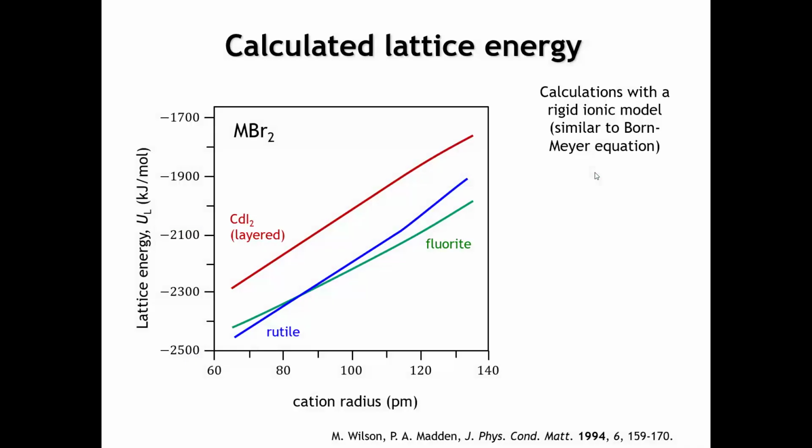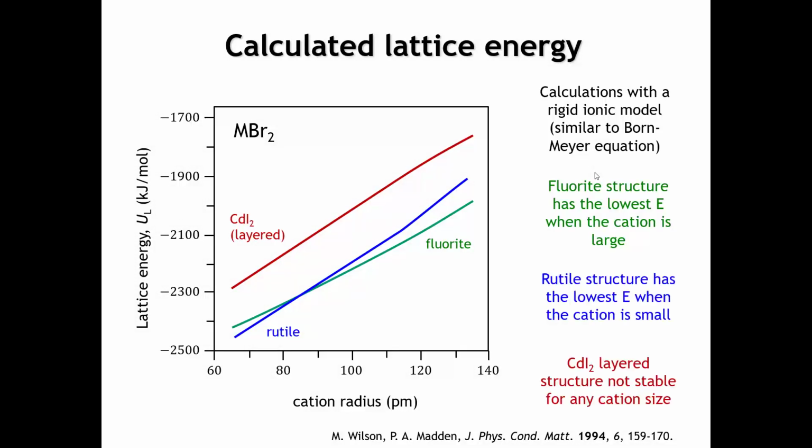Now, if we go back to these calculations of Wilson and Madden, remember that this also predicted that we should never see the cadmium iodide structure. But we do. And in fact, layered compounds are a really topical area of research in the modern day and age. So what's responsible for stabilizing these layered structures?